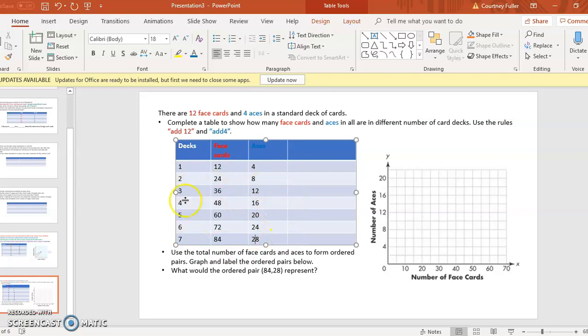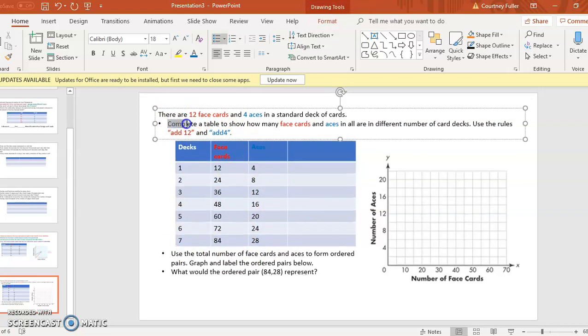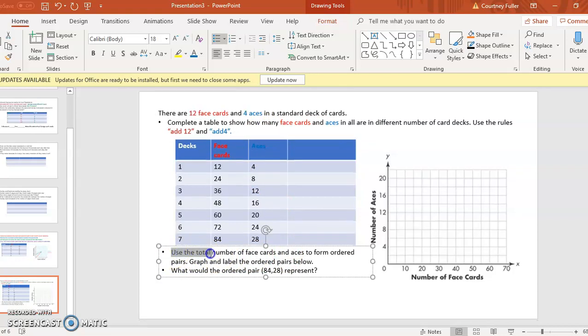So we have generated our pattern. We have completed the table to show how many face cards and aces in all are in different number of card decks. We have used the rule add 12 and add 4. We have done that part successfully. Now, let's look at part B.